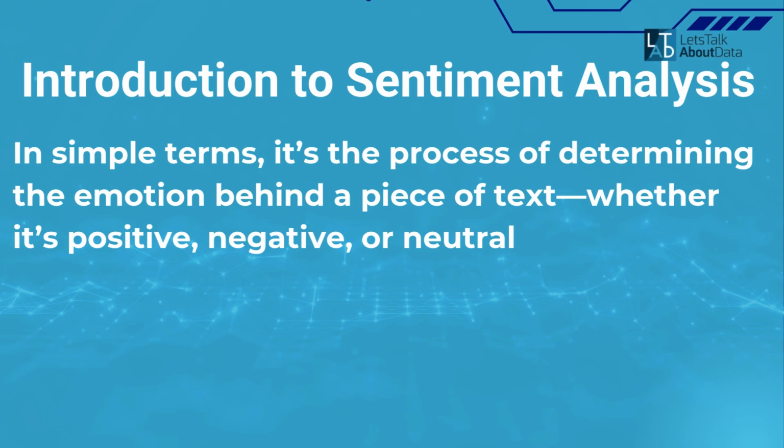neutral. Think about this: when you read a movie review that says, "This movie was absolutely amazing. The cinematography was breathtaking," you can tell it's a positive review, right? But how can a machine do this automatically? That's where natural language processing (NLP) comes in. We can train a machine learning model to recognize sentiment in text using a labeled dataset.